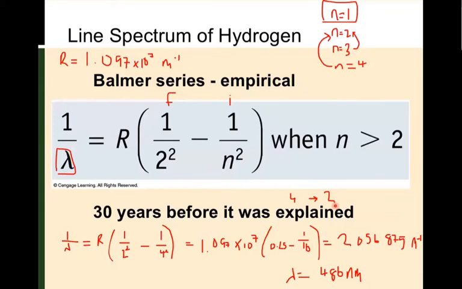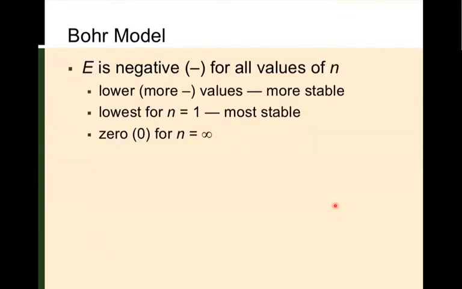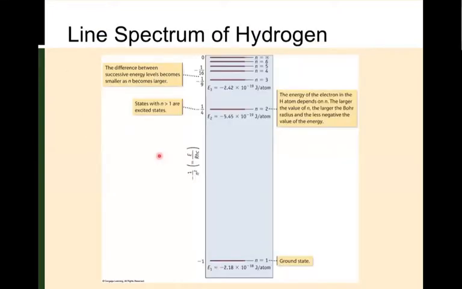But unfortunately, this only works for hydrogen, and it is an empirical relationship. It doesn't obey all of the theory, because it would also apply for other systems if it did. So the Bohr model, energy is negative for all values of n. Lower or more negative values are more stable. The lowest is for n is equal to 1, which is the most stable, and 0 for n is equal to infinity. This is above the ionization energy.